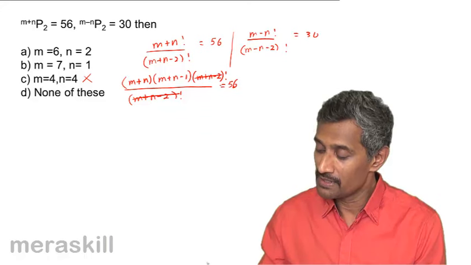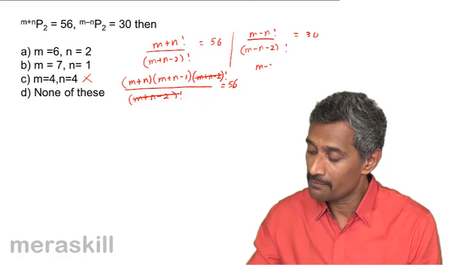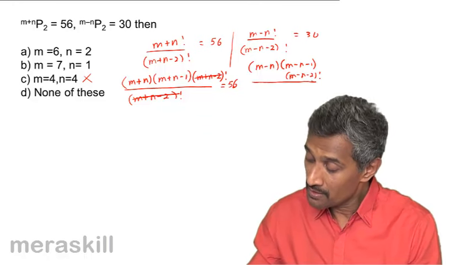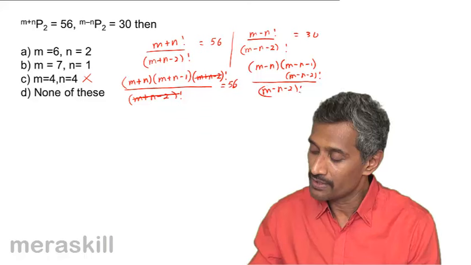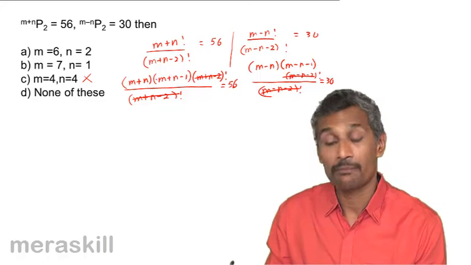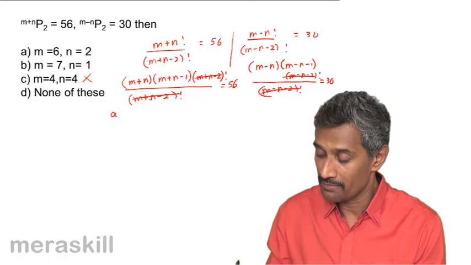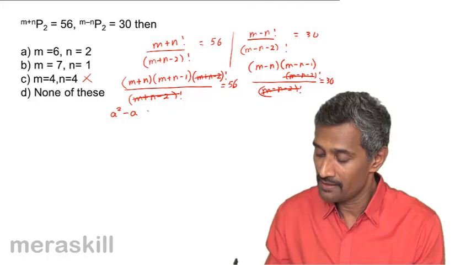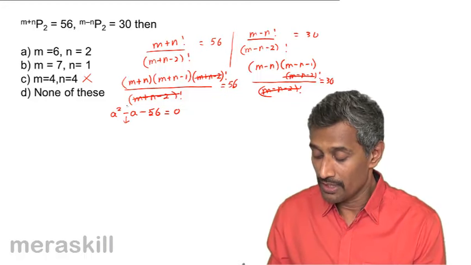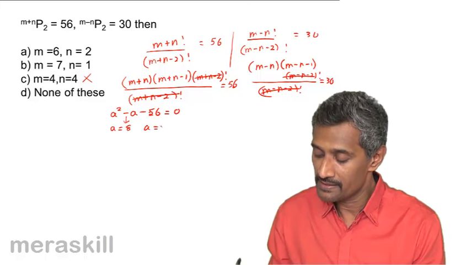Okay, so we have (m plus n) into (m plus n minus 1) is 56, and on a similar basis, we have (m minus n) into (m minus n minus 1) into (m minus n minus 2) factorial upon (m minus n minus 2) factorial is 30. Now, if you open this, we can take m plus n as a, so you get a into (a minus 1), which is a square minus a minus 56 is 0. If you solve it, a is 8 or a is minus 7, which we will discard.